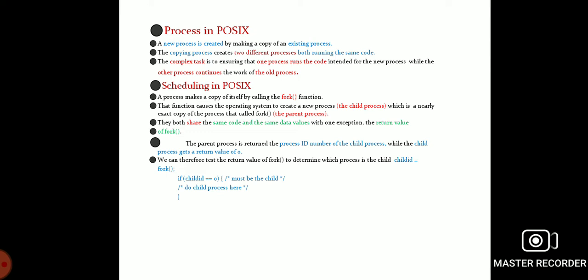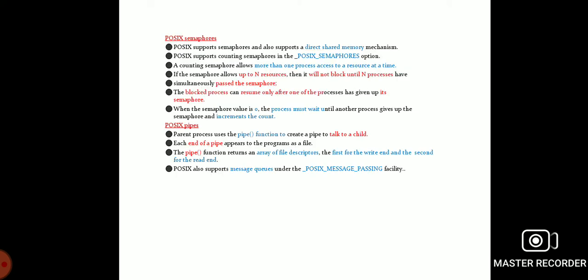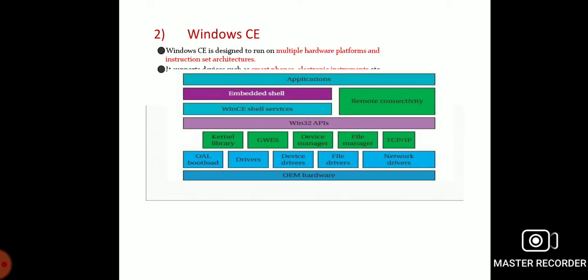So we can use the Windows CE method. These are the Windows CE mechanisms. It is designed to run on multiple hardware platforms and instruction set architectures. So what type of applications are executed? Embedded systems and remote connectivity to other network operating systems. We are using the kernel operating library in the different embedded hardware systems.